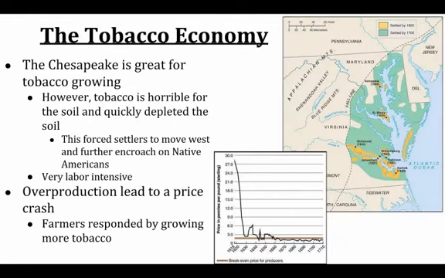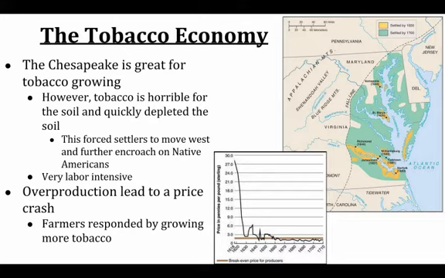People are there not to have families. People are there to make money. And tobacco is a great way to make money at this time. The price of tobacco does come down, as that graph does show, but initially people are going there for tobacco. It's a way to make a lot of money, and that's why people go there.